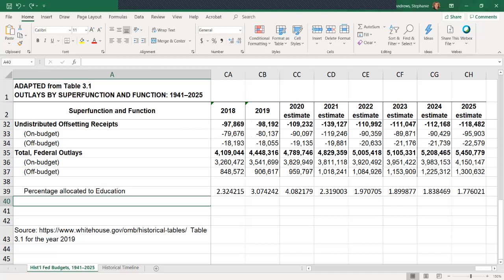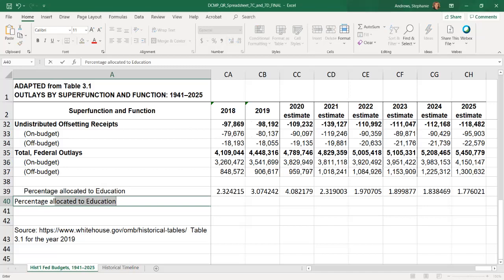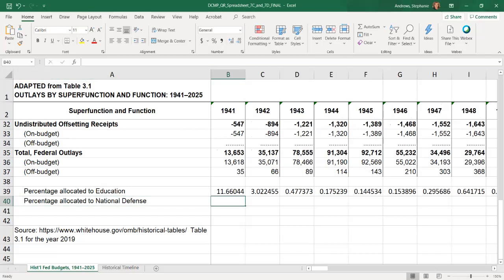So starting here, I have already got a new row going, and I'm going to call it percentage allocated to national defense. I want to go ahead and do my calculations by hand first. I want to go grab the information from 2000. I want to grab what's going on at B6 for 2000.